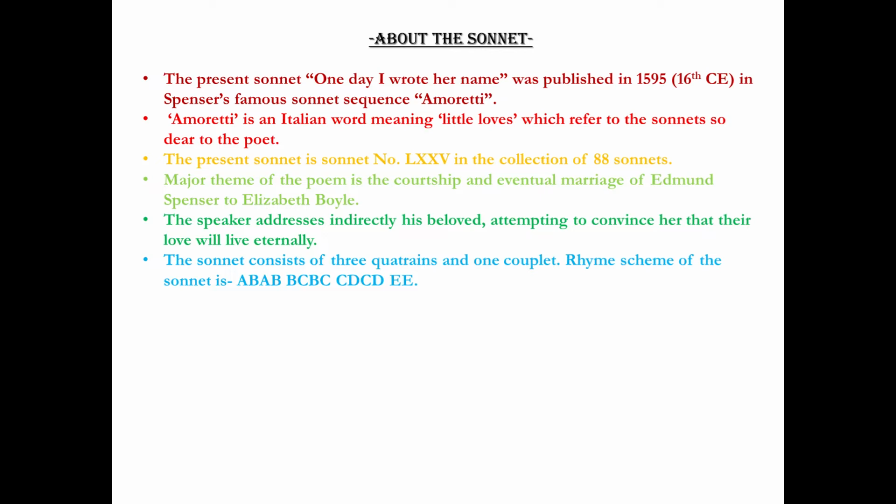The major theme of the poem is the courtship and eventual marriage of Edmund Spenser to Elizabeth Boyle. The speaker addresses indirectly his beloved, attempting to convince her that their love will live eternally. The sonnet consists of three quatrains and one couplet. The rhyme scheme of the sonnet is AB, AB, BC, BC, CD, CD, and EE.